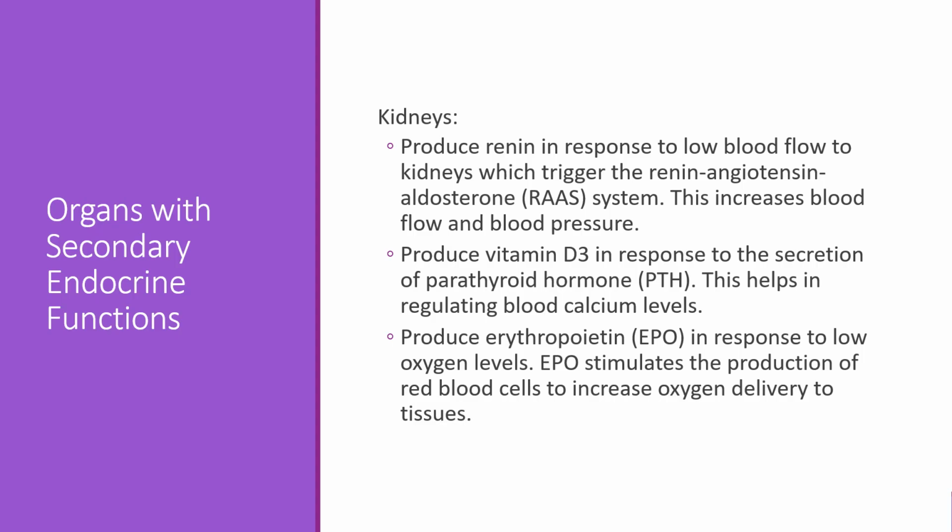The kidneys produce renin in response to low blood flow to the kidneys, which triggers the already famous RAS system, and that's going to increase blood flow and therefore blood pressure. They also produce vitamin D3 in response to secretion of parathyroid hormone, and that helps to regulate blood calcium levels. And one we haven't talked about is erythropoietin, EPO, which is produced by the kidneys in response to low oxygen levels. So the kidneys are monitoring that oxygen level of the blood. EPO stimulates the production of more red blood cells. It actually increases the maturation process more than stimulates them.